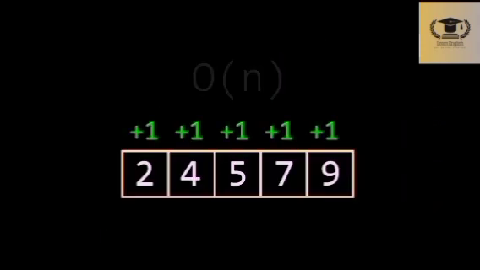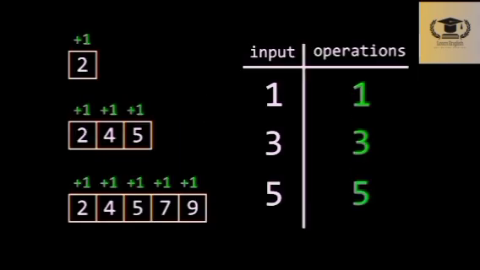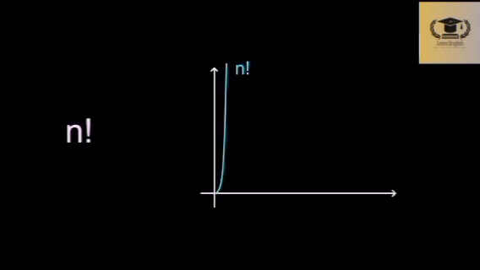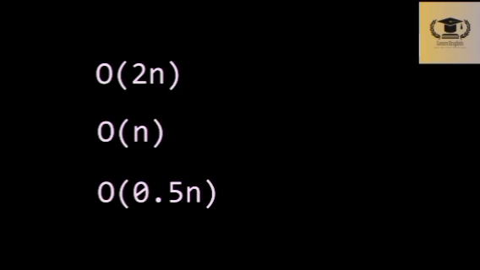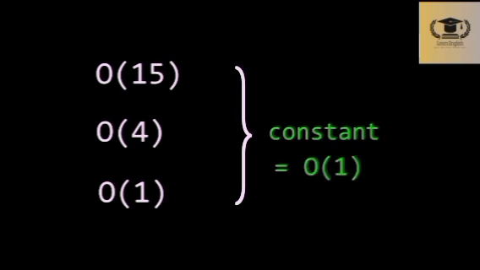For example, adding 1 to every number inside an array is O of n, because the number of operations increases in a linear way as the array grows. What's relevant is not the exact number of operations, but rather the trend as the input size goes to infinity. You see, something like n factorial grows way faster than any linear function ever could. So as long as the time complexity is some kind of linear relation, it's simplified down to O of n, and the same thing goes for any other group.